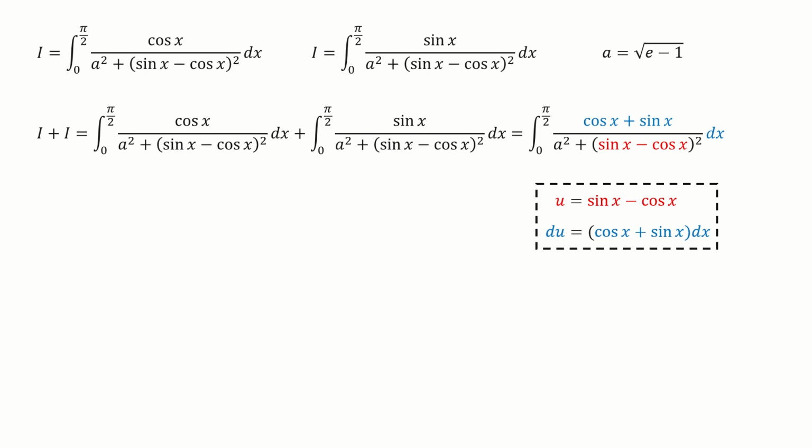And then we make another substitution. We let u equal sine x minus cosine x. And then we take the derivative to find du. After plugging in the substitution, we got here.